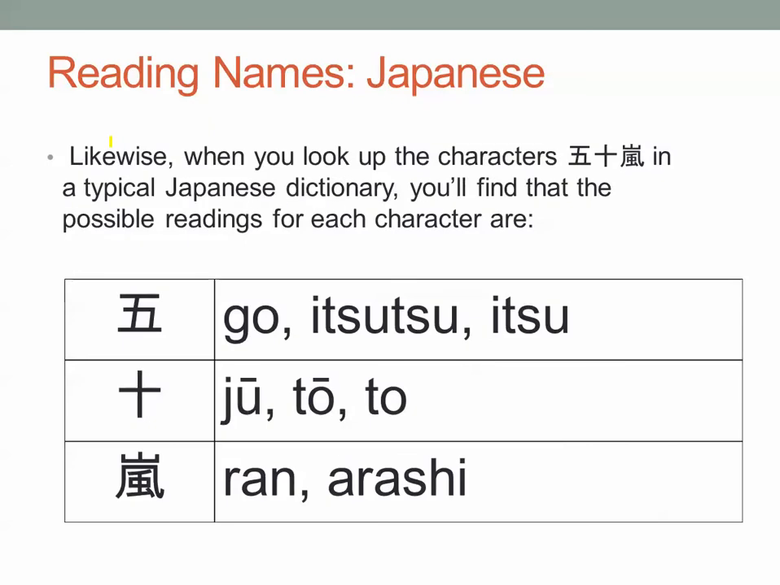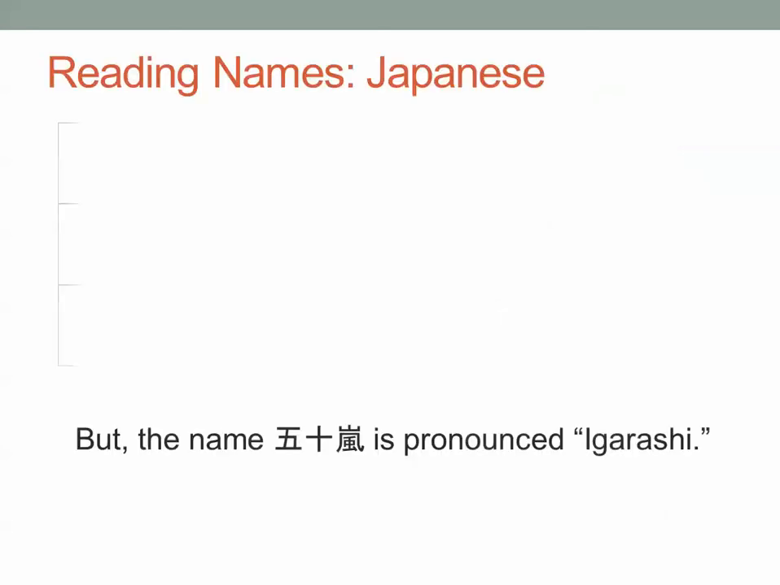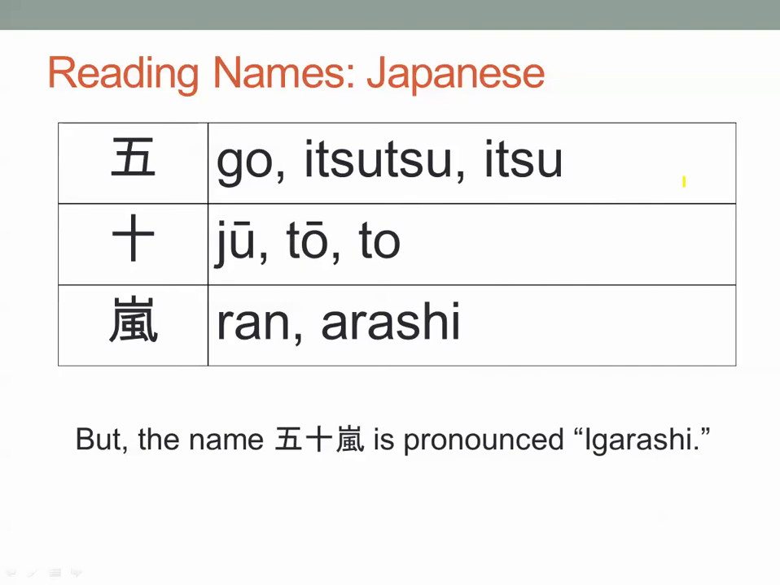Here's another example. How about you look up these characters in a dictionary? We got go-ju, and then this last one is arashi. It means a storm. I wouldn't expect you to know arashi, but you certainly know go-ju. So you look up those characters in your Nelson's, and you'll find here are the basic readings. Got 3 for the first one, 3 for the second one, 2 for the third one. But in the context of it being a name, the reading is not what you would expect. It is Igarashi.